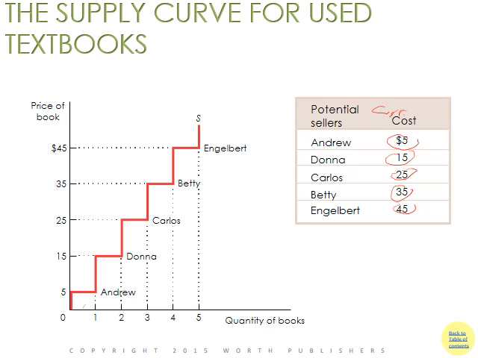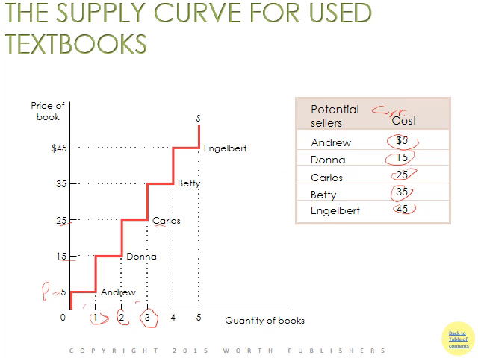So when the price gets to $5, Andrew is willing to sell his textbook. So at a price of $5, the quantity supplied is going to be 1 textbook. When the price gets to $15, Donna is going to be willing to supply her textbook also, and the total quantity supplied is going to be 2 textbooks. When the price gets to $25, Carlos is going to be willing to sell his textbook so that the total quantity supplied is 3 textbooks.